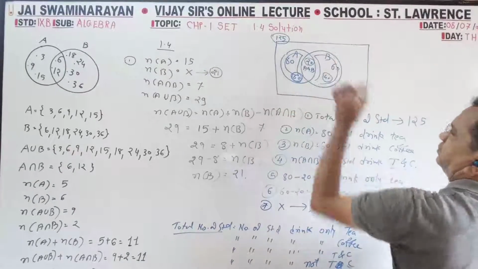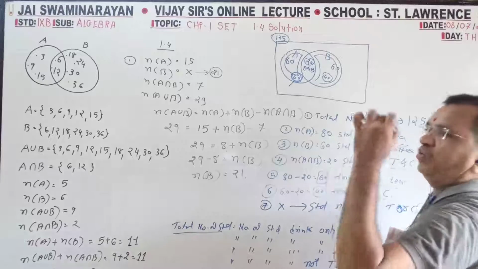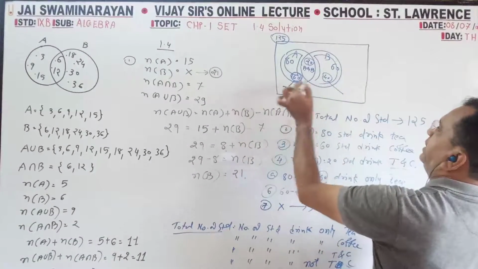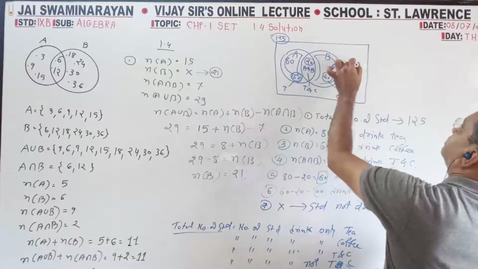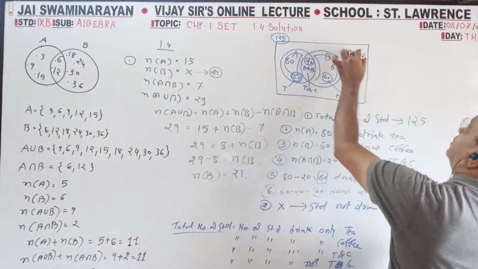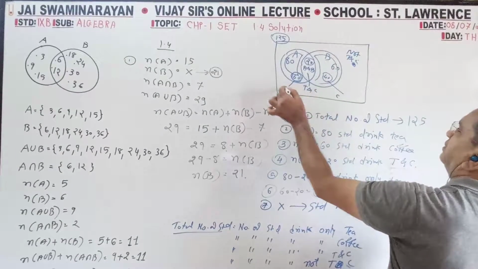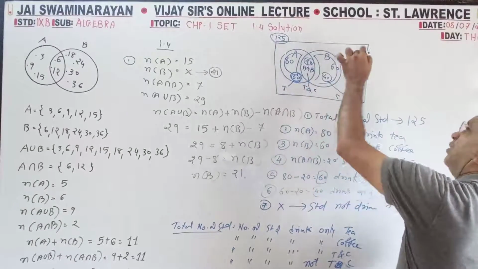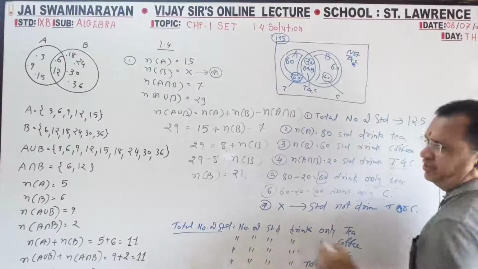So 20 is tea and coffee both, 60 is only tea, 40 is only coffee. So only tea, only coffee, tea and coffee, and this blank part not for tea and coffee. So one part, both part, third part, fourth part: only tea, only coffee, both, and not taking both. So 4 groups, 1, 2, 3, 4. Total is 125.